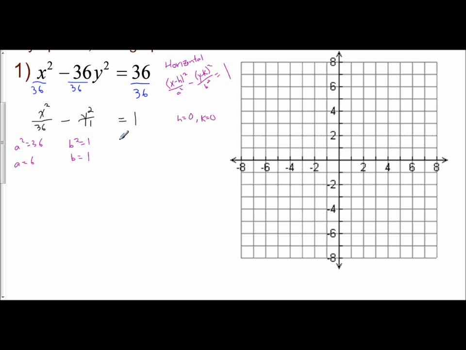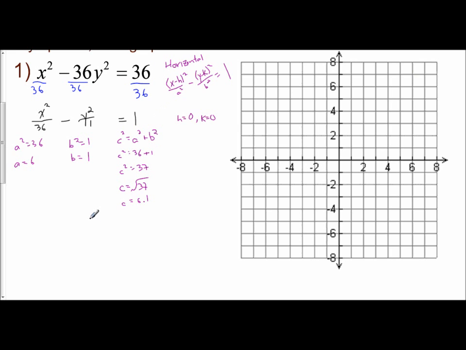The way you find c squared now is you do a squared plus b squared. So I'm going to do c squared is 36 plus 1. c squared is 37, which means c is the square root of 37, which if you want to use a decimal is approximately 6.1. So now I know a, now I know b, now I know c, I know h, I know k. It's all fair game for me to find all the parts.